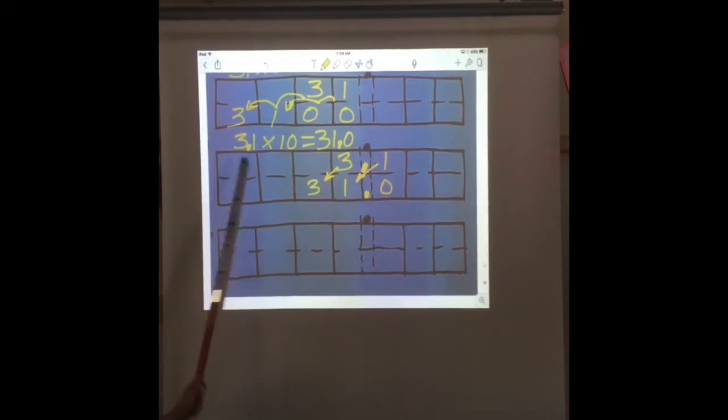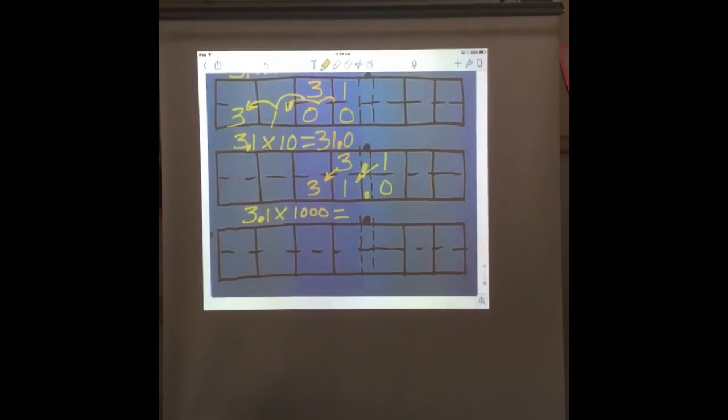Okay? Let's do one more in multiplying. Let's say we have a 3.1 and we're going to multiply it. Oh, let's do something crazy and multiply it by 1,000. Wow. Okay, where does our 3 go? In the ones column, right? And then what do we need to put? We remember we need to put something. Decimal point. And then we got to put a 1 in the tenths place, right?